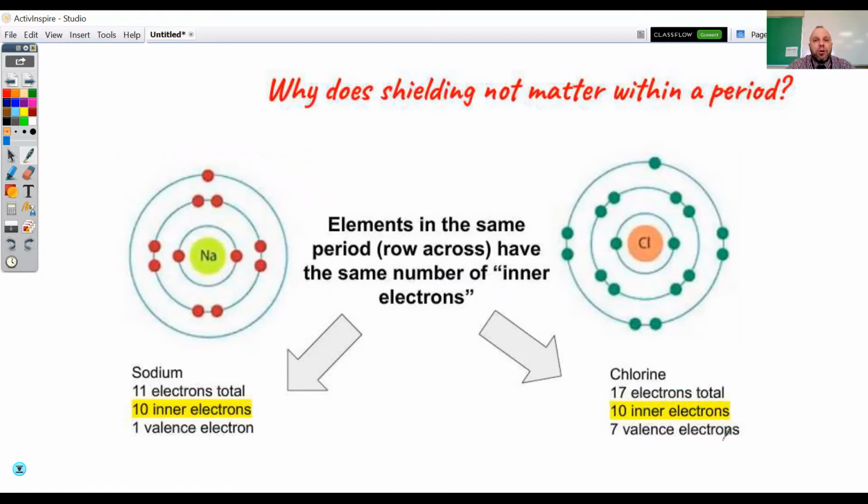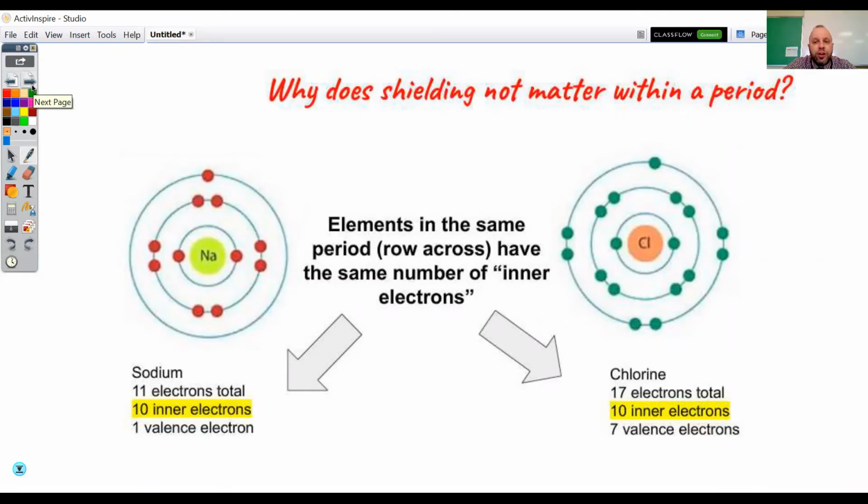Because it has the same number of inner electrons, we're going to notice that the electron shielding doesn't change as you go across a period. So we're never going to use electron shielding as a reason unless we're talking about changing elements within a group. So going top to bottom in a group or a family on the periodic table. We are not going to use that argument for moving across a period.